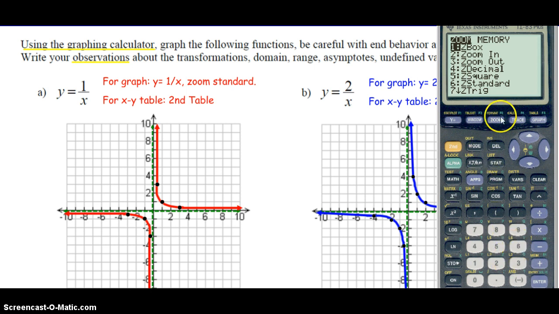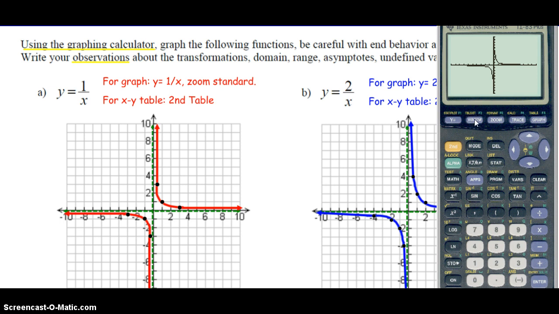So the zoom key is right under the screen, and then standard in this case is choice 6. Depending on what version of calculator you have, it might be a little bit different. And you can see the hyperbola that we just graphed on the previous page. Some of the calculators will show the asymptotes and some of them won't. So it just depends on the operating system you have.